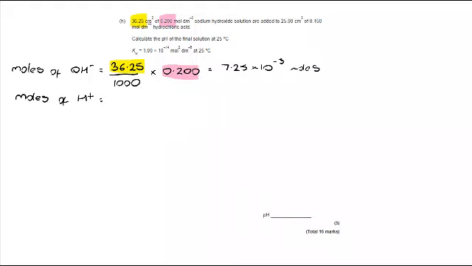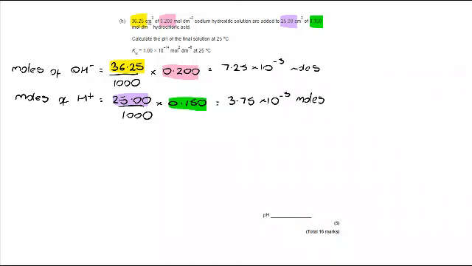Next, I'm going to work out how many moles of H+ I started with. Exactly the same procedure. I've got a volume and a concentration. So 25 cm cubed, divide that by 1,000 to convert to dm cubed, multiply that by the concentration of 0.15, and that tells us we've got 3.75 by 10 to the minus 3 moles of H+.